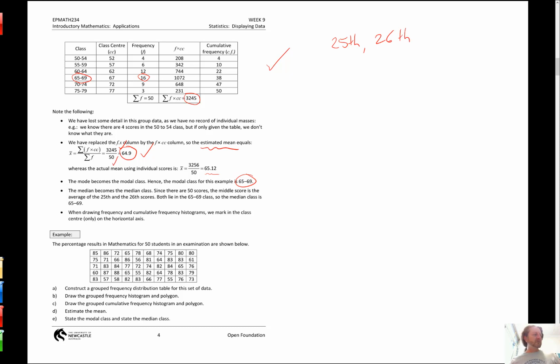Where's my ruler? Who used my ruler? Who touched it? Oh, me.